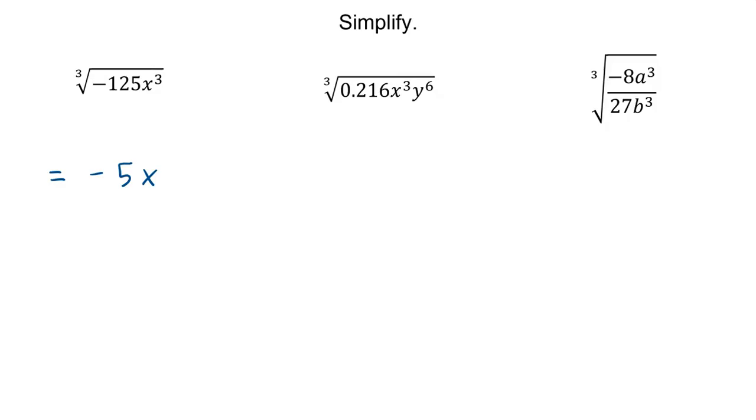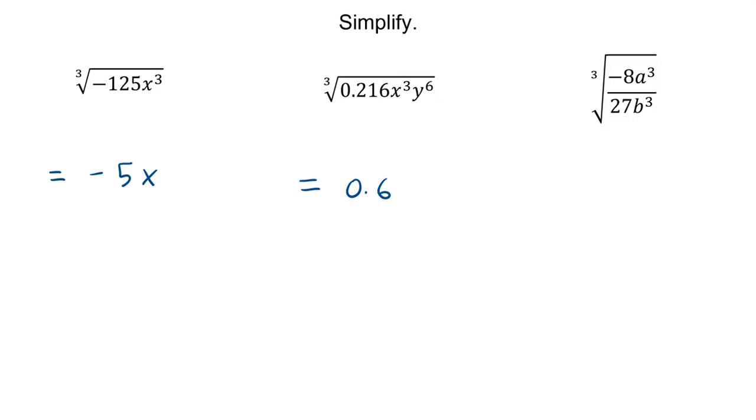In this example, we need to find the cube root of 216 thousandths x to the third y to the sixth. What number times itself again gives us 216 thousandths? That number is 0.6, because 0.6 times 0.6 times 0.6 gives us 0.216.